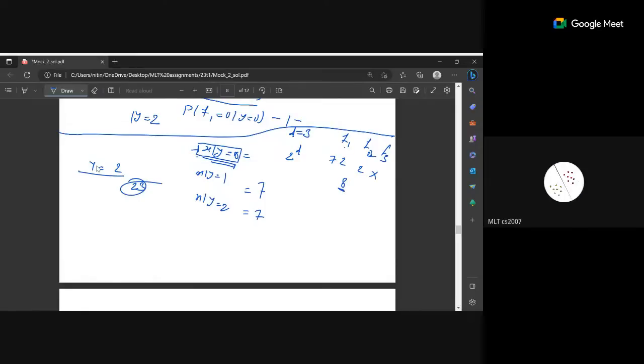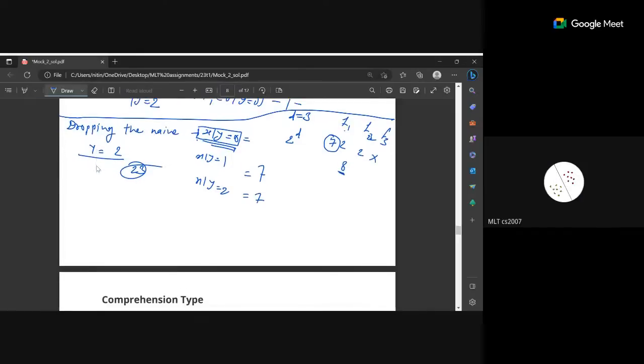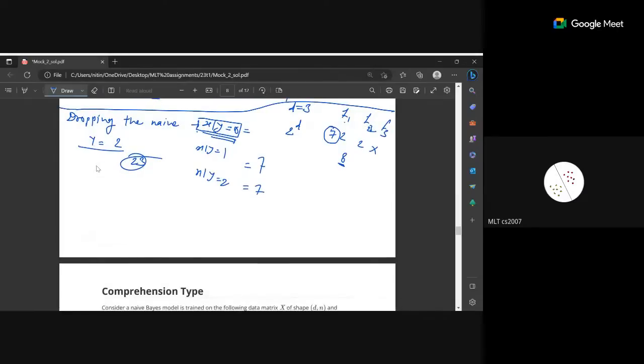Okay. So in total, 7. Yeah, we have dropped the naive Bayes assumption, right? We are dropping the naive condition, so they are not conditionally independent. And if each of the features has three levels, then it gets even more complicated.